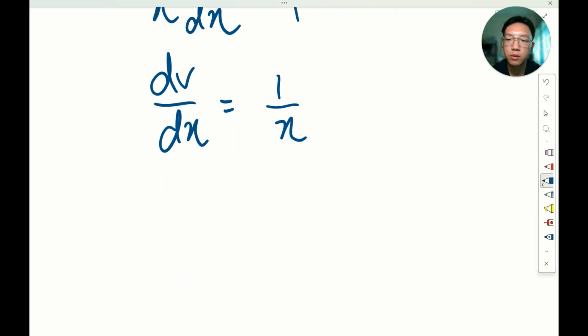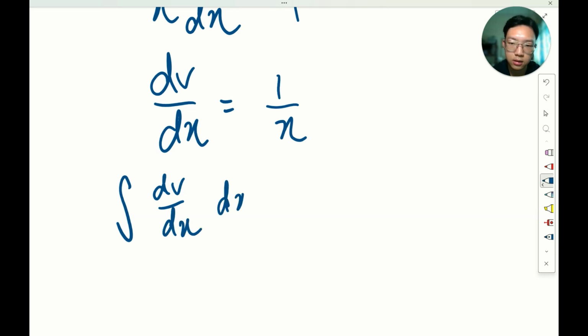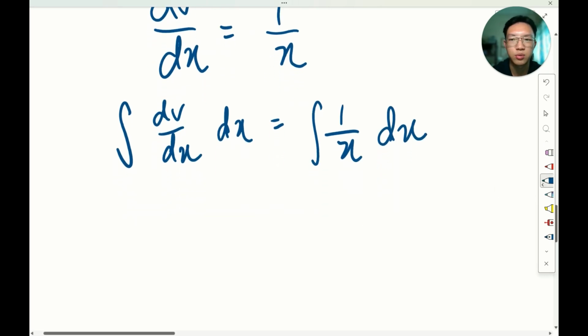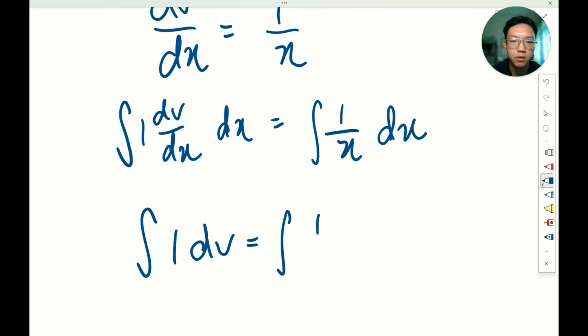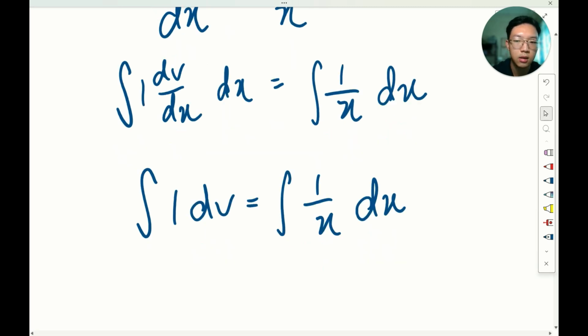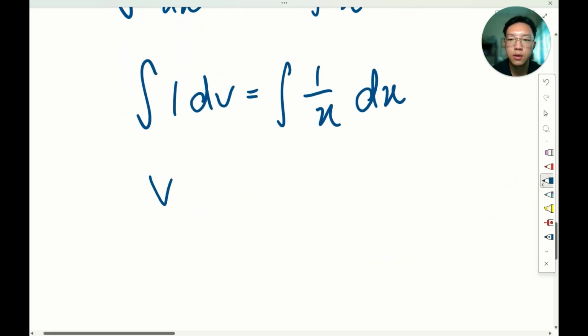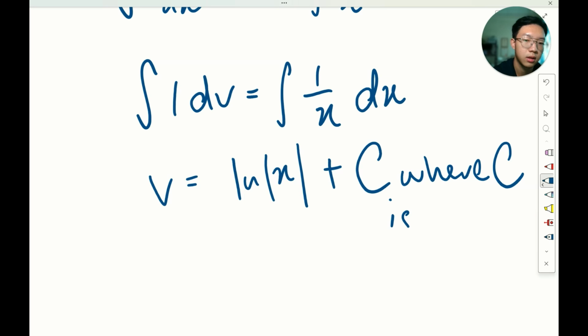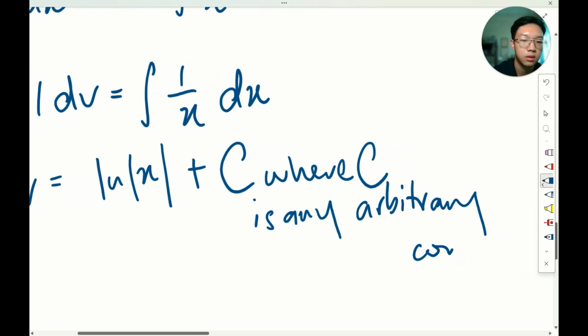Integrating both sides with respect to x, we will have the integral of 1 dv/dx dx equals the integral of 1 over x dx. We can put a 1 on the left hand side, it's the same thing. So then we will have integrate 1 dv equals integrate 1 over x dx, and we can integrate from there on. v equals ln|x| plus c, where c is any arbitrary constant.